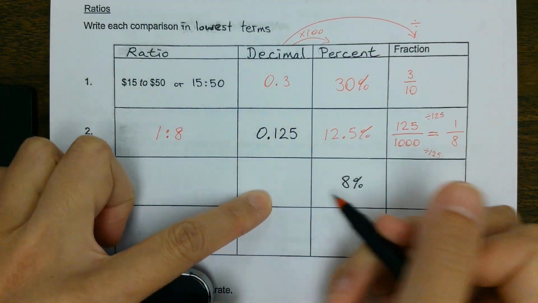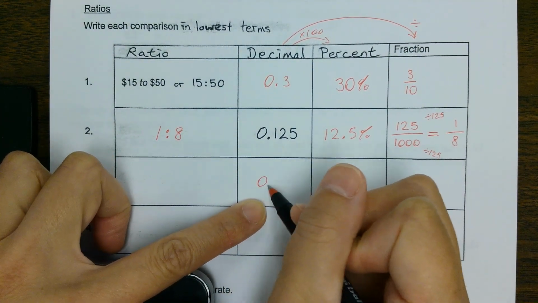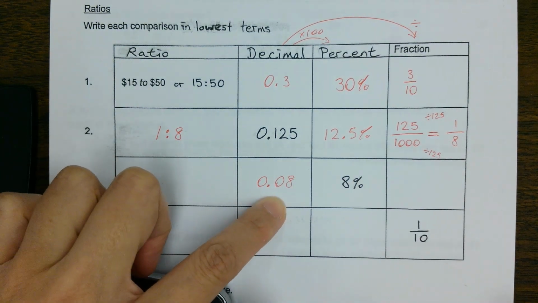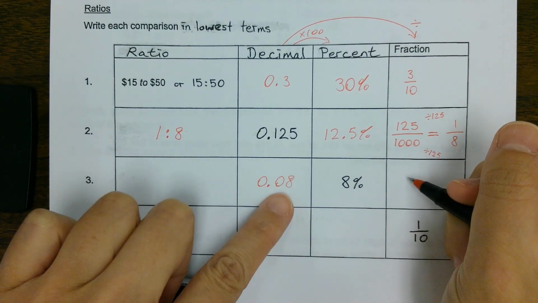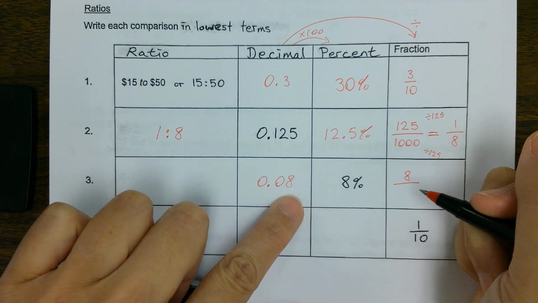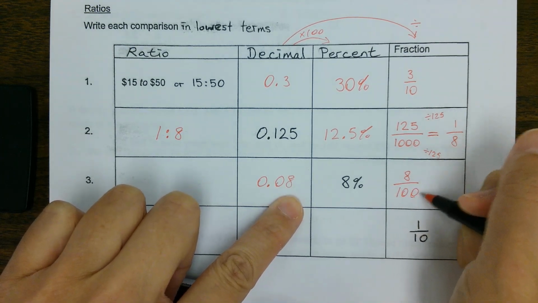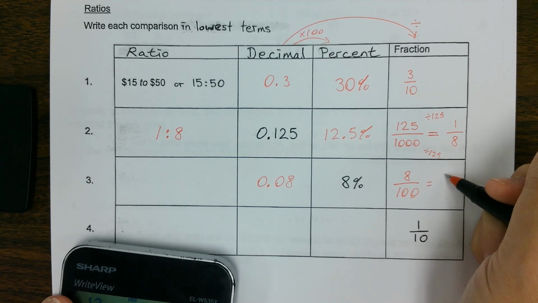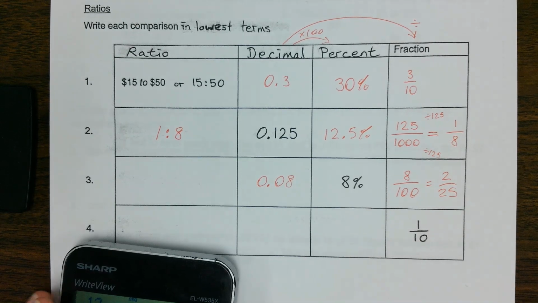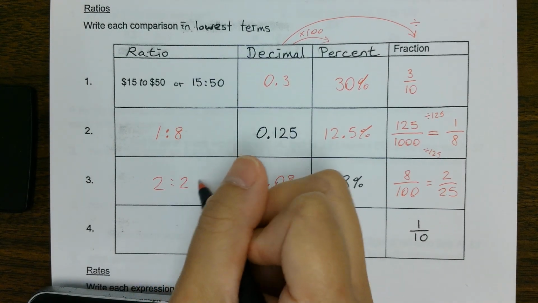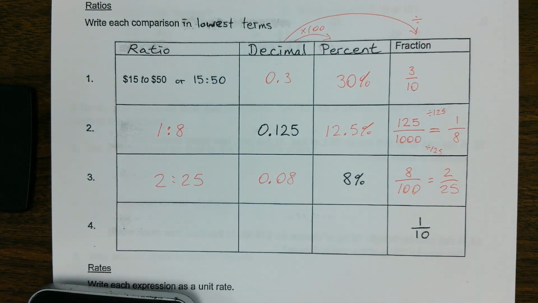8%. What is 8% as a decimal? 0.08. Good job. Not 0.8. And so when you do this, it's in the 100th column, 100th place. So this is 8 over 100. We can reduce this to 2 over 25. Okay. Once we have that fraction, we can simply write it as a ratio. So 2 to 25 like this.